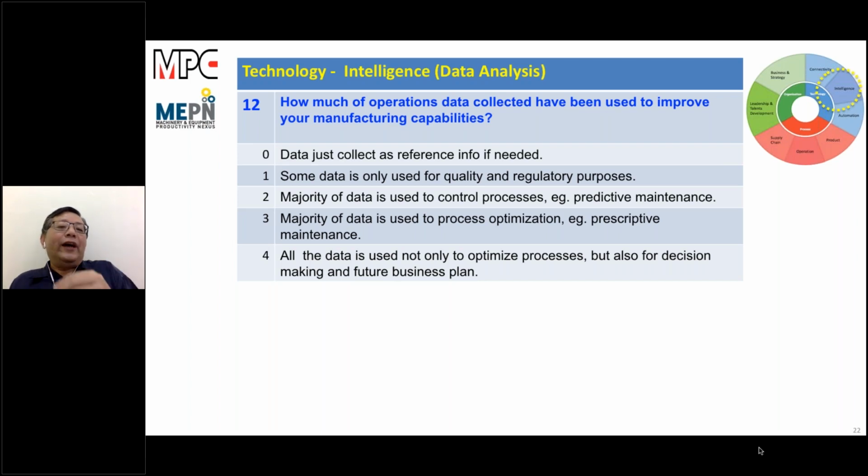If you look at number 2 and number 3, the difference is that just now we talked about predictive maintenance, and this one is talking about prescriptive maintenance. It's another level. They know how to do some auto correction, so the data is needed for it. Then number 4 says that all the data is used not only to optimize the processes, but also for decision making and future business plans. This is the high level of the business, because you use all the data to optimize your business, not only in the manufacturing plant but for the whole business purpose.